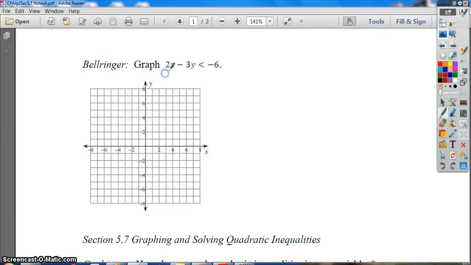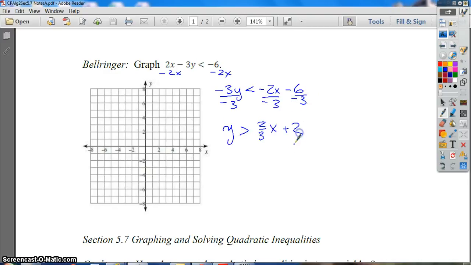Okay, just to start here, we're going to subtract 2x over. Basically what I'm trying to do is get y by itself. Okay. Divide everything by -3. So we have y is greater than 2/3 x plus 2.